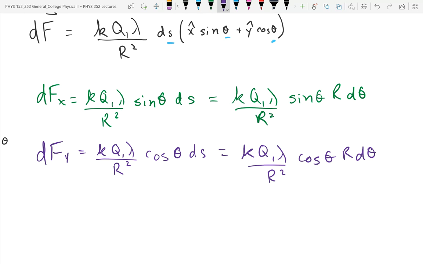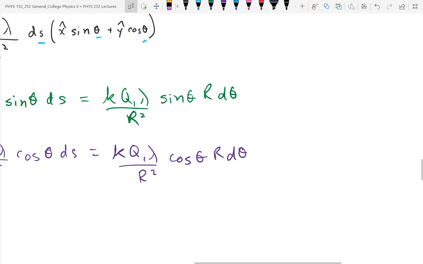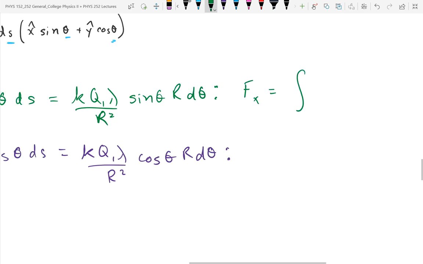Life is getting simple again. How do I find the total forces? Let's do the one that I said has to be 0. The force in the x direction is equal to the integral, and I'll have to put my limits in.